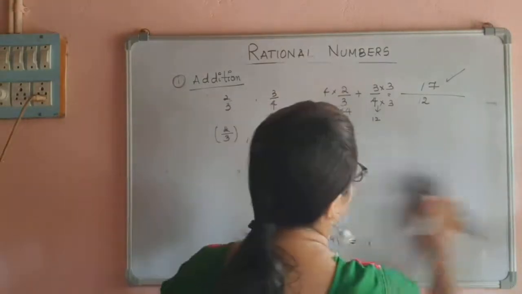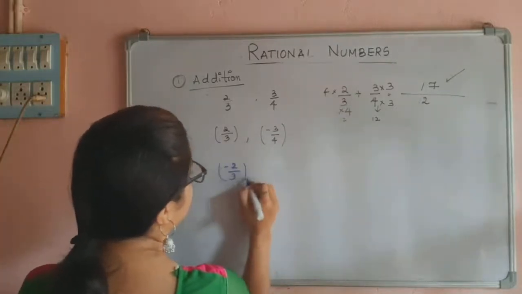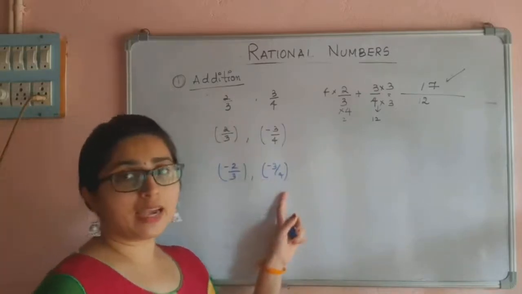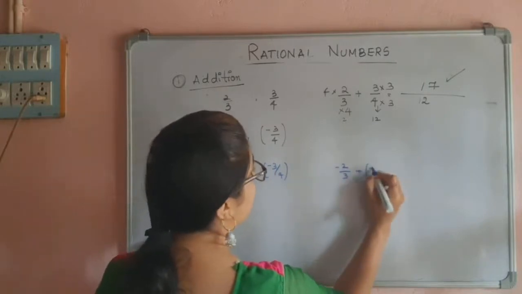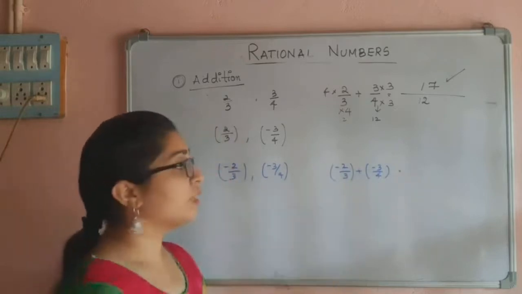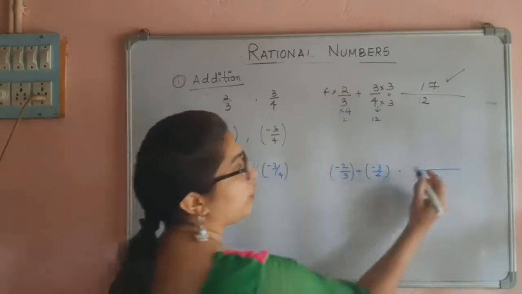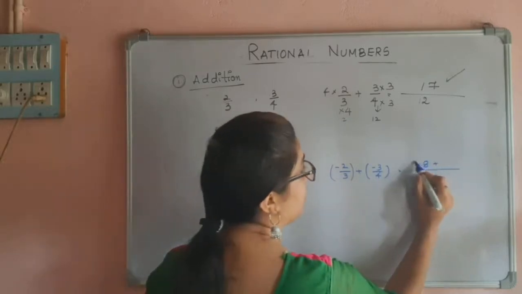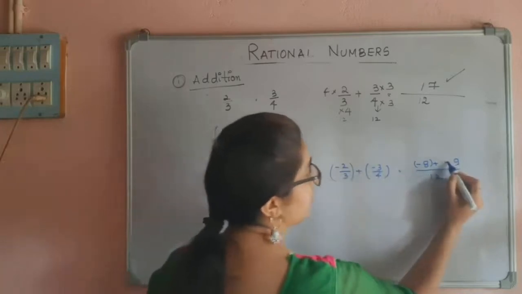Now let us take minus 2 by 3 and minus 3 by 4. So what happens when we add these two rational numbers? So minus 2 by 3 plus minus 3 by 4. Once again, we have to take the LCM. So that is 12. Cross multiply this. So 4 into 2 is 8 and it is plus into minus is minus. Again it is plus. Cross multiply. 3 3s are 9. Plus into minus is minus.